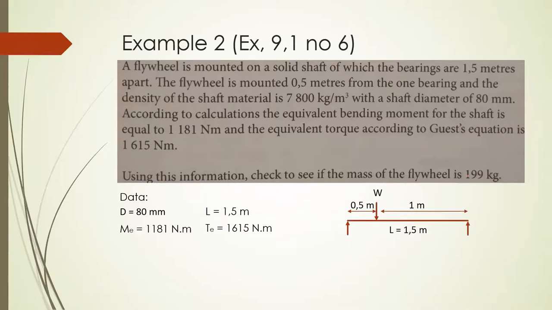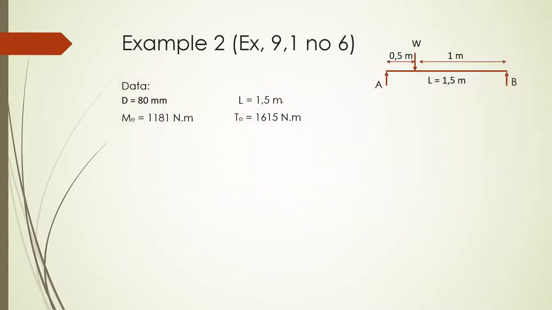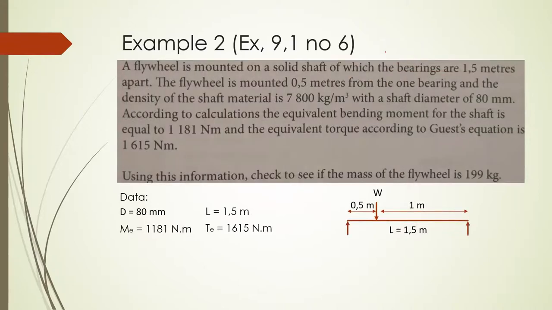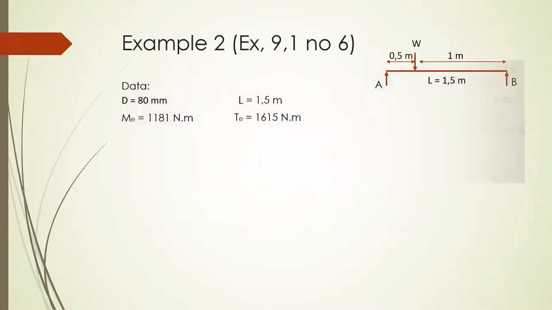Now we just need to draw the diagram, guys, because this one is simply supported with W not at the center. W is not at the center, and remember we've got a UDL here because we are given the density of the shaft. We can find the weight of the shaft. Now, we need to find the weight of the shaft, or the mass, in fact, because here it's not just the weight, it is the mass, because it's in kilograms. Prove that it's 199 kilograms, meaning that we have to first find the weight of the pulley.